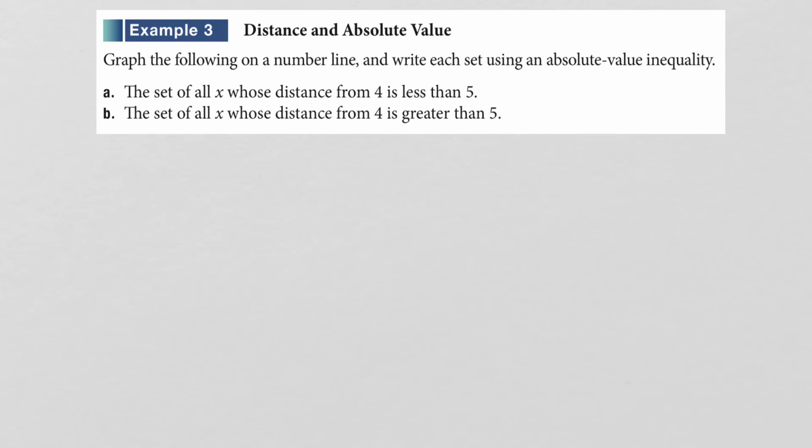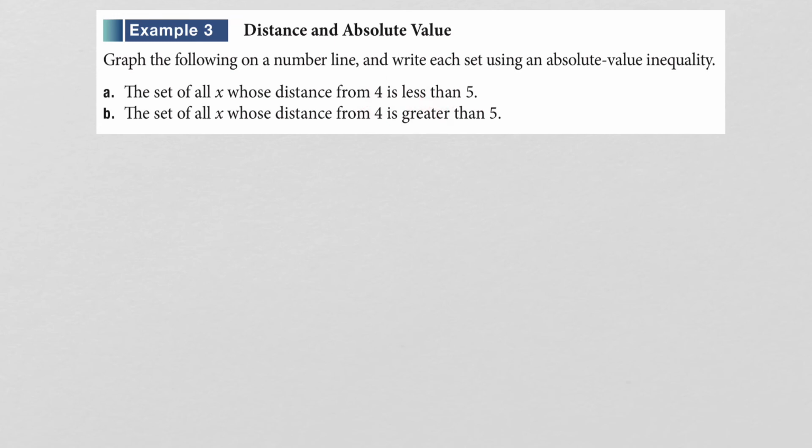Now we're just going to focus in on distance. So we already know that the absolute value of a number is the distance that the number is from 0. So here it says, graph the following on a number line and write each set using absolute value inequality notation. So we want to talk about the set of all x whose distance from 4 is less than 5.